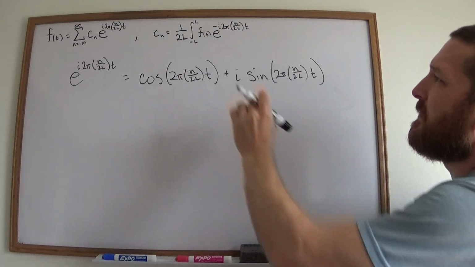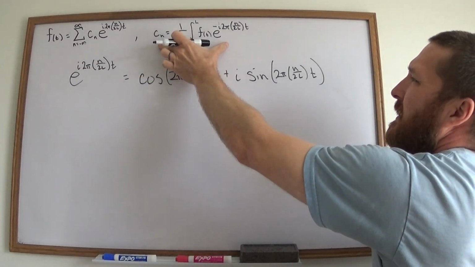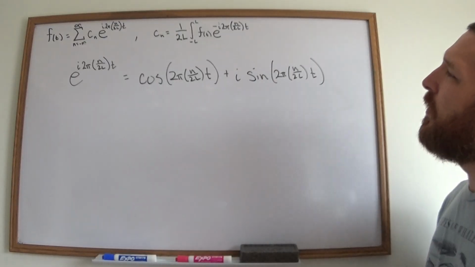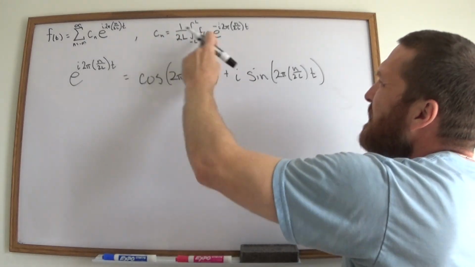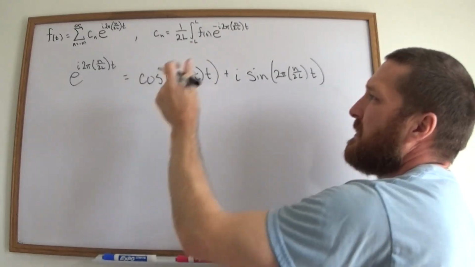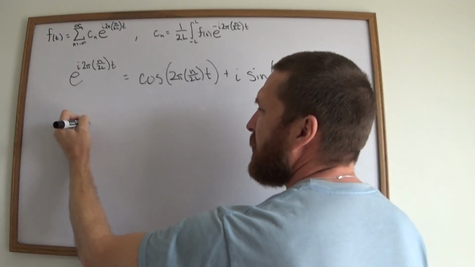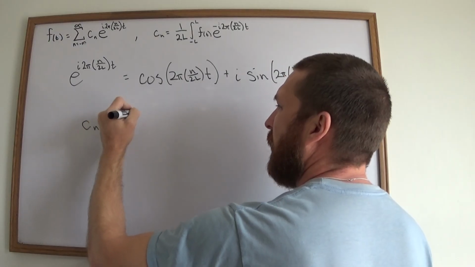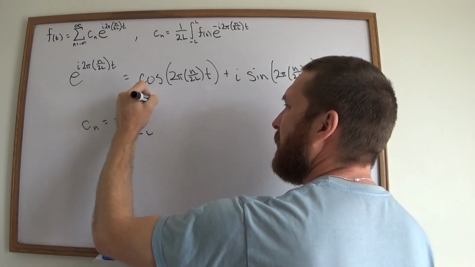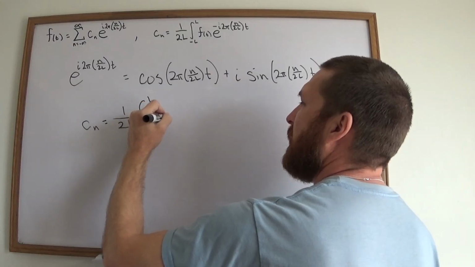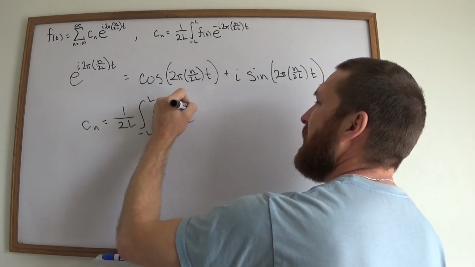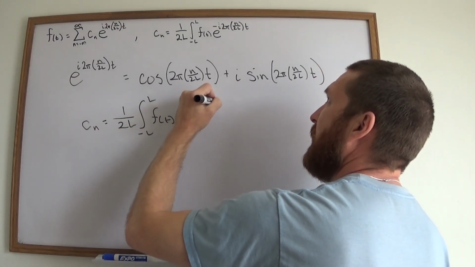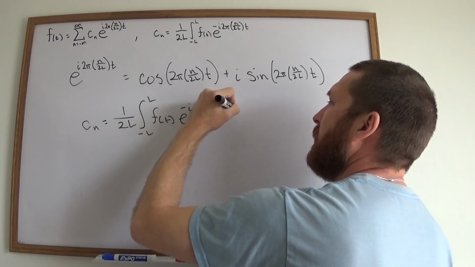But now let's go back to this right here. This thing right here. Let's take a limit and see what happens. So we have Cn is equal to 1 over 2L, from negative L to L, of whatever my function was, times e to the negative i 2 pi n over 2L t.